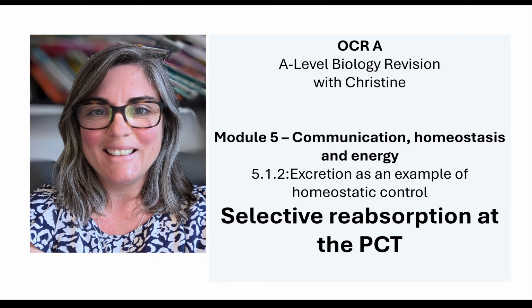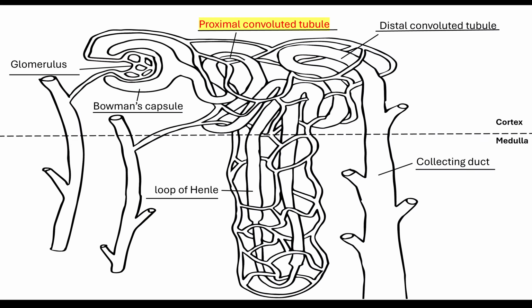So today's lesson I want to look at selective reabsorption at the proximal convoluted tubule, known as the PCT. So let's just remind ourselves about the structure of the kidney nephron. So we have our glomerulus and our Bowman's capsule where ultrafiltration will occur. The nephric filtrate that is then formed is going to make its way through the proximal convoluted tubule, and that's where we're going to look at what happens.